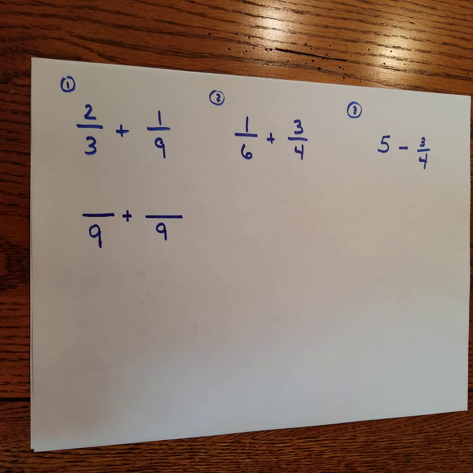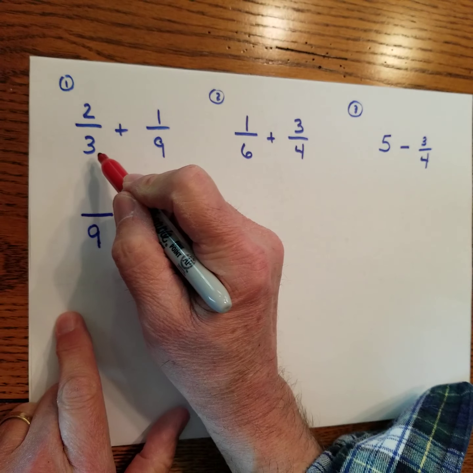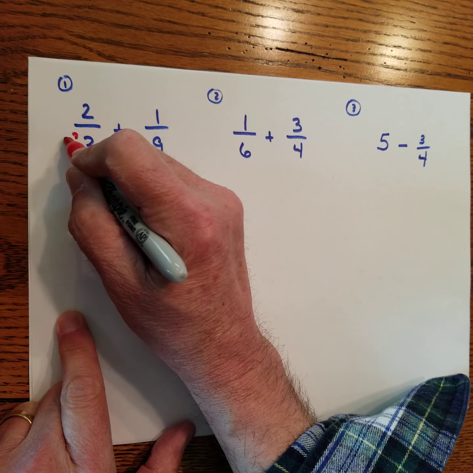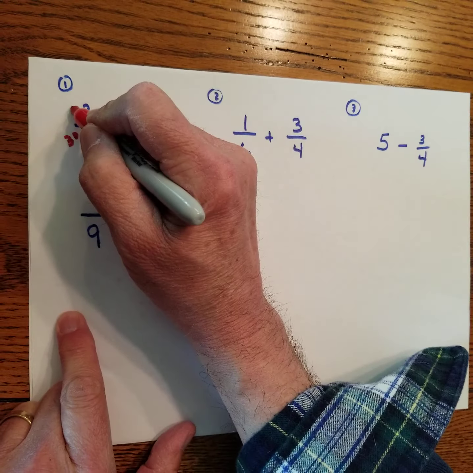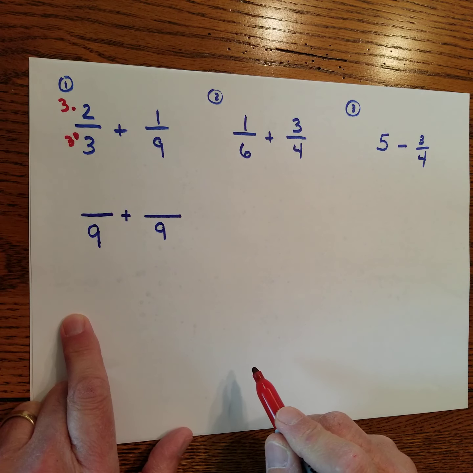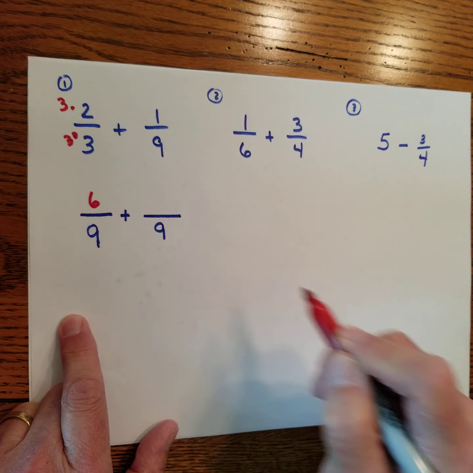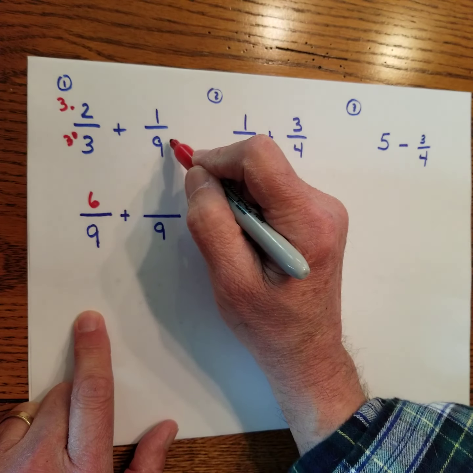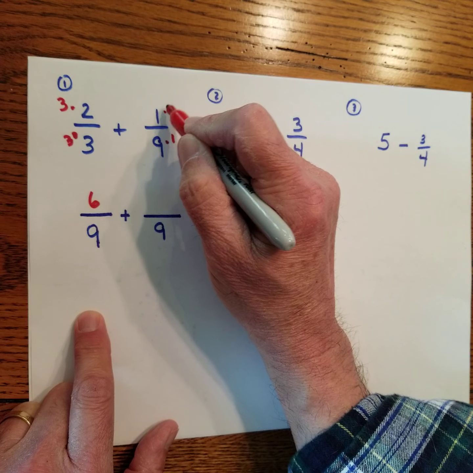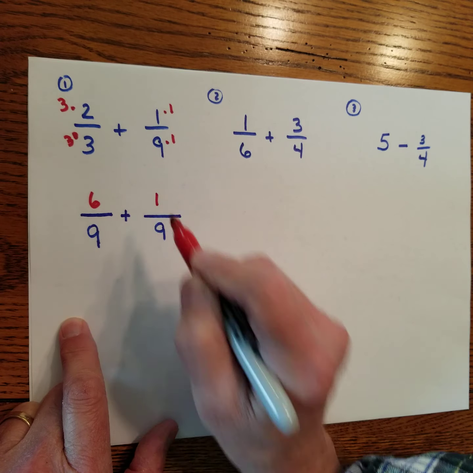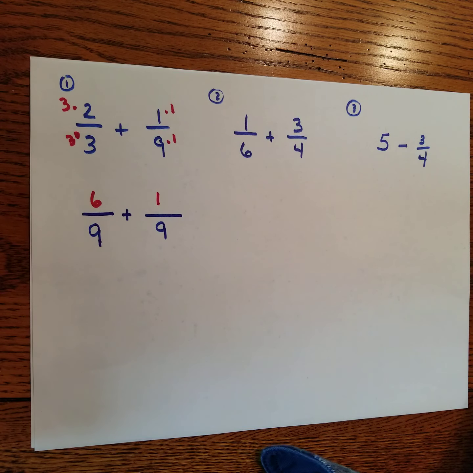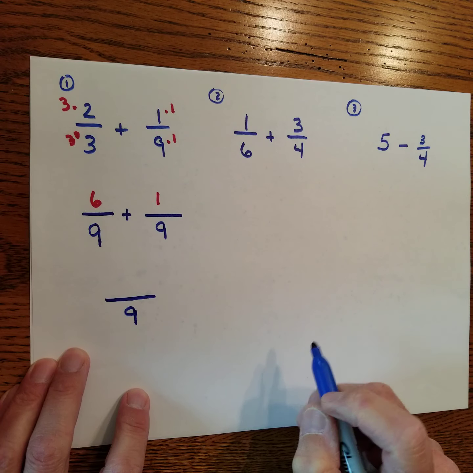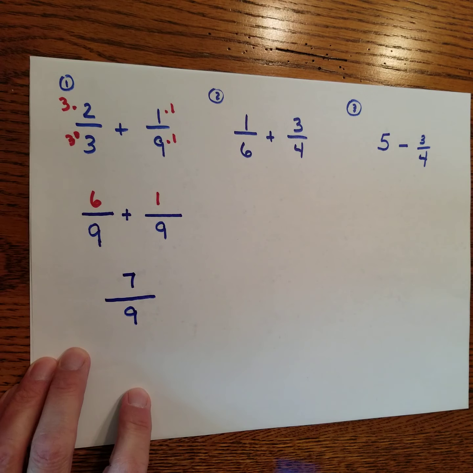Let's get the numerators. Here's how you do it. What do you multiply times 3 to get 9? Is 3. If I multiply the bottom by 3, I must also multiply the top by 3. 2 times 3 is 6. What do you multiply times 9 to get itself? Is 1. If I multiply the bottom by 1, I must also multiply the top by 1. Now keep that common denominator of 9. Add up the numerators. 6 plus 1, that's 7.